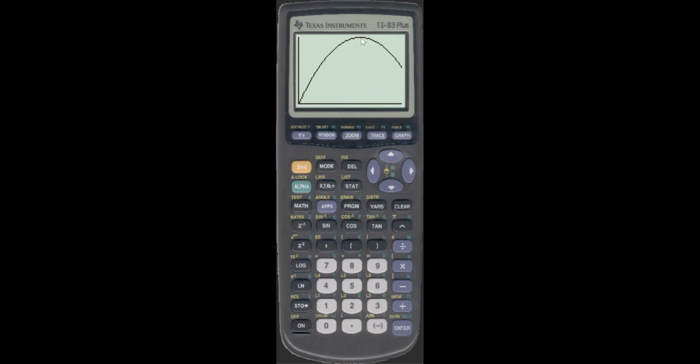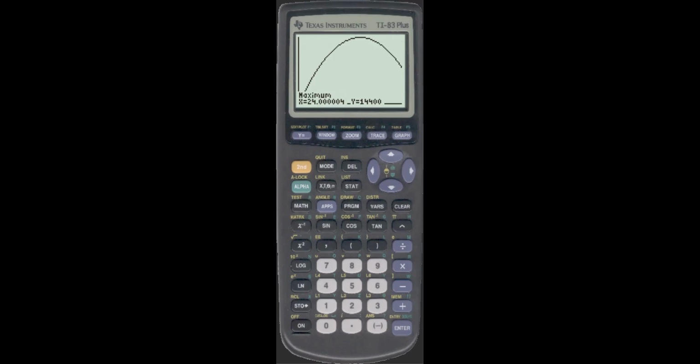So we want that max up there. I don't know if you can see my cursor, but I'm just kind of tracing it. You want to do a second calc maximum. Okay, and it says left bound. Your left bound is always left of where you think it is. It doesn't have to be that far left, but it needs to be left of the maximum. Then you just trace along the curve. I'm clicking that right arrow. You get somewhere right of it, hit enter, and it does a calculation that you don't care about, but it gives you the value there.